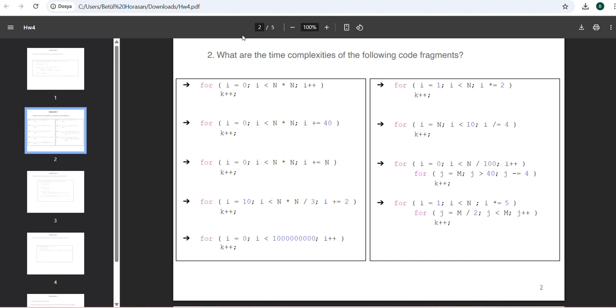Loops that grow exponentially complete in O(log n) time. The decreasing loop also runs in O(1) as it terminates in a fixed number of steps. For nested loops, the complexities are calculated by multiplying them, O(n·m) and O(m log n).